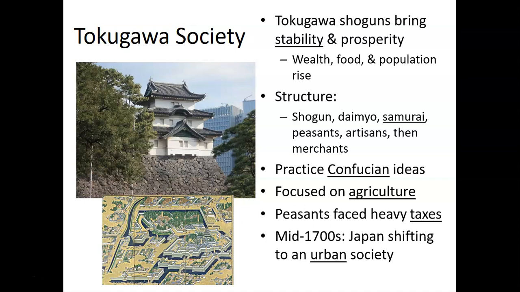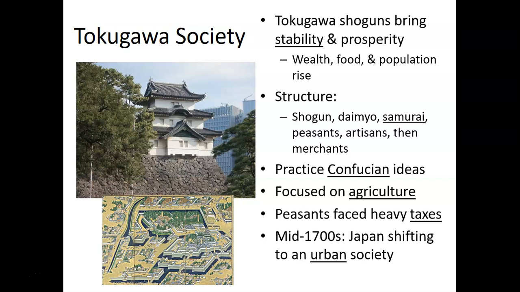Now, they practice Confucian ideas. Again, this is something similar to what we talked about way back in chapter 12. There's a lot of cultural diffusion from China over to Japan because China is the preeminent power. Japan's going to copy a lot of that, so they have a Confucian idea set and practices.